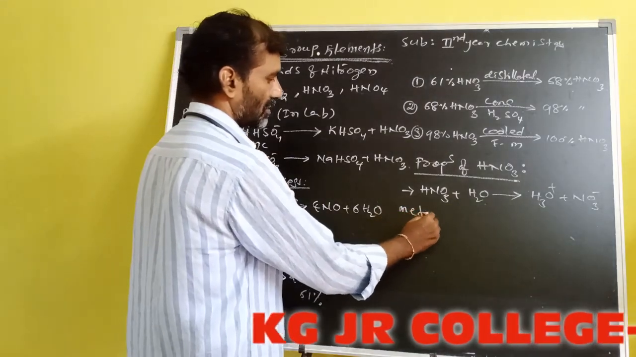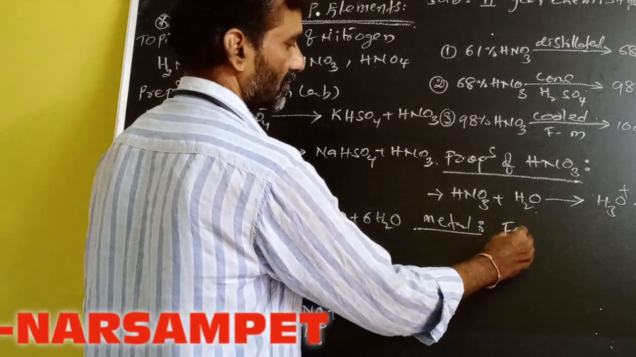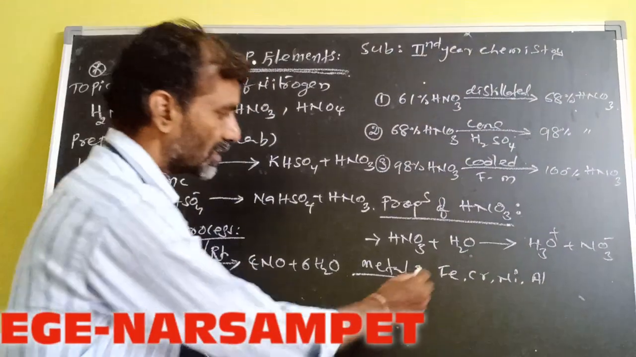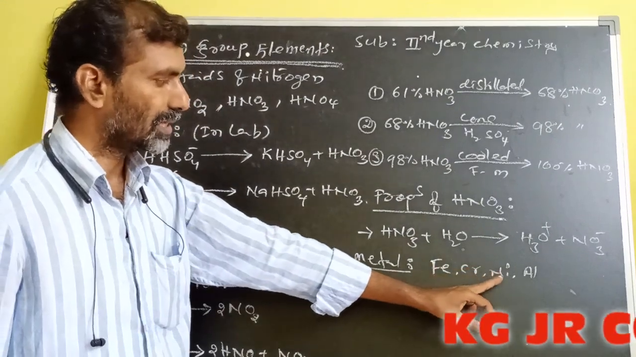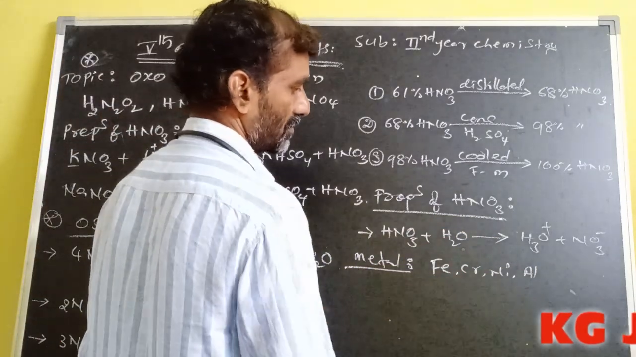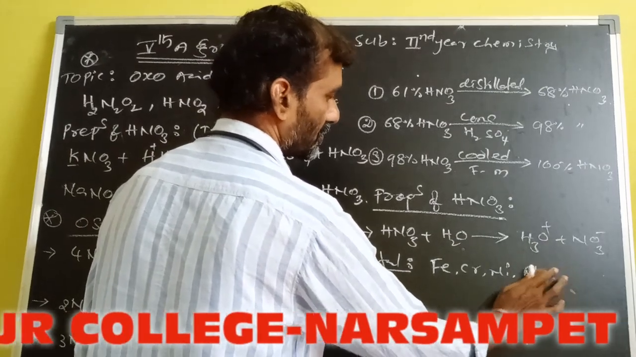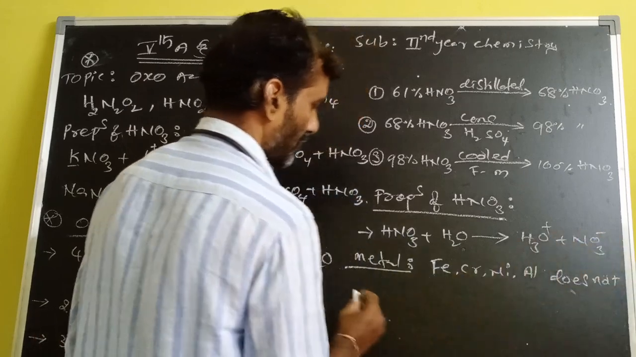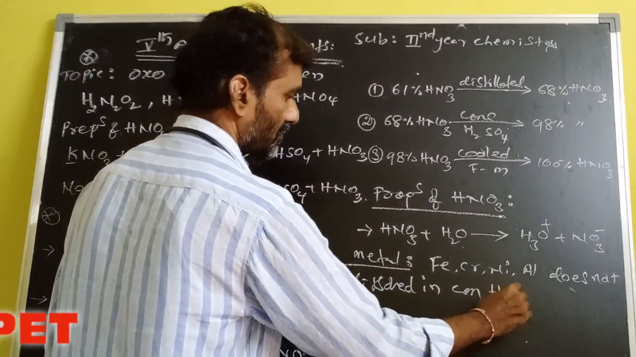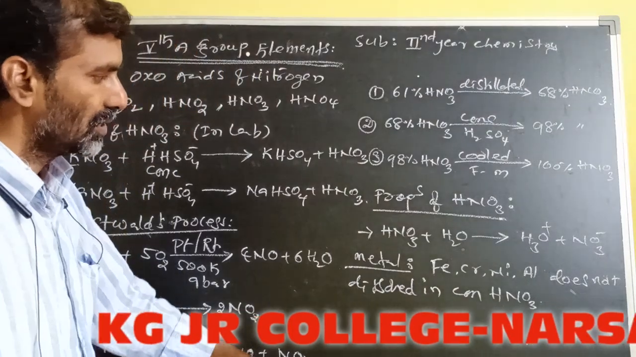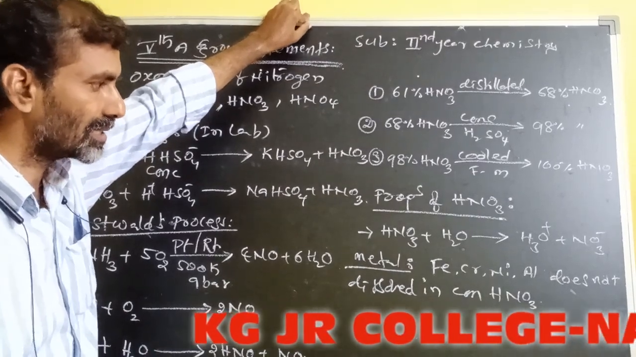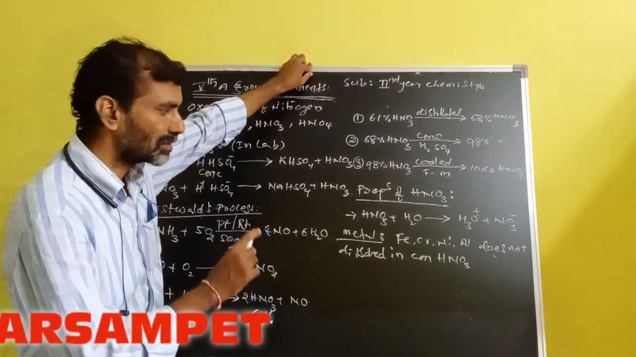Next one is metals. Iron, Fe, chromium, nickel, Ni, and aluminium, Al, do not dissolve in concentrated HNO3 due to the formation of a passive film of oxides on their surfaces. Hence they do not dissolve in concentrated HNO3.